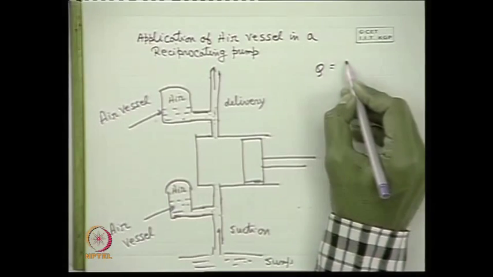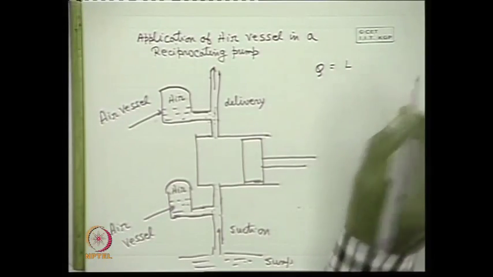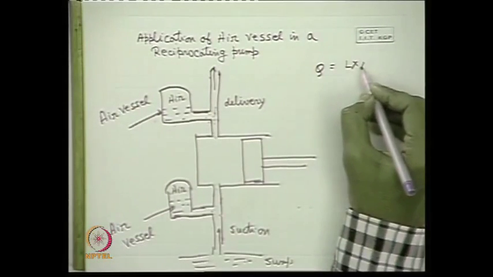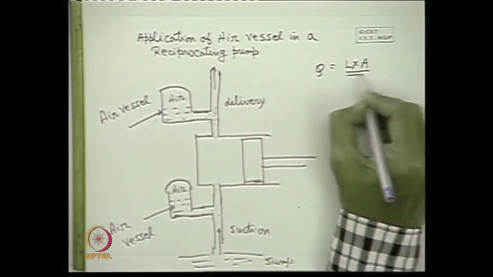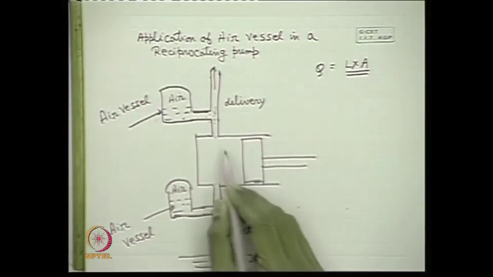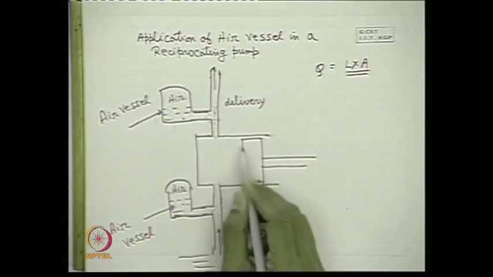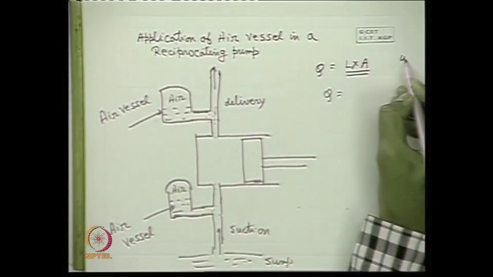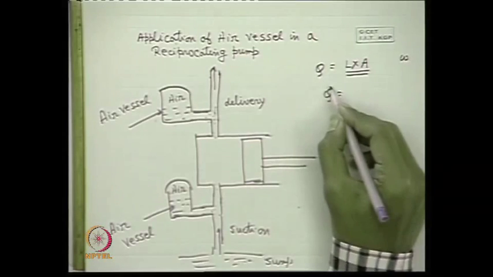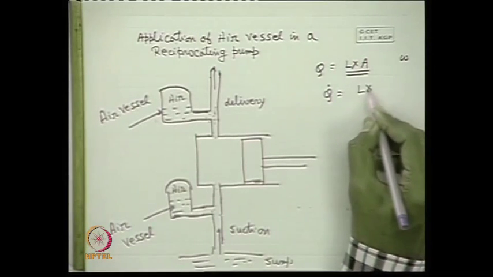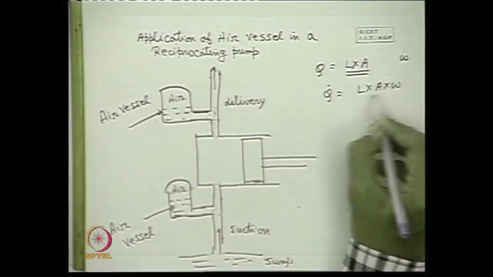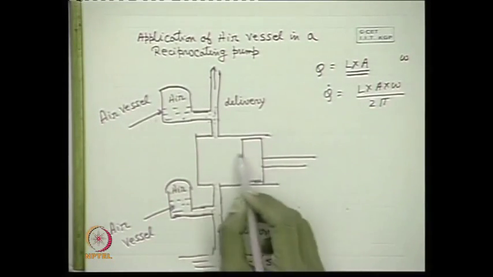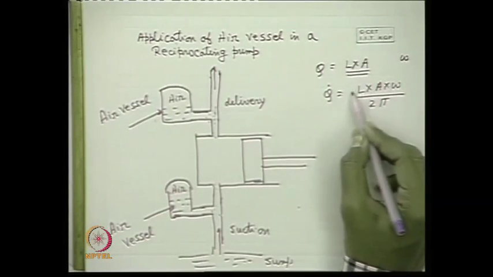Now, let the stroke length be L, which is equal to 2 times the crank radius, and the cross-sectional area of the piston be A, so this is the volume swept per cycle. If I know omega, the crank revolution speed, we can tell the rate of volume flow is L A omega by 2 pi. This is the volume swept by the piston. This is an average volume flow rate.